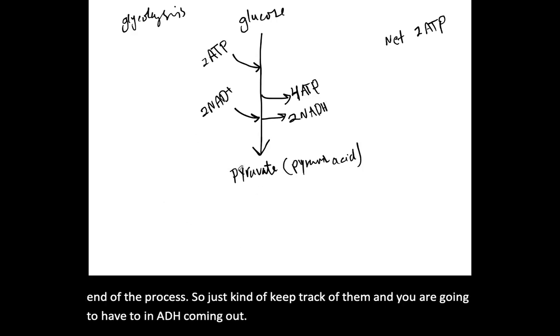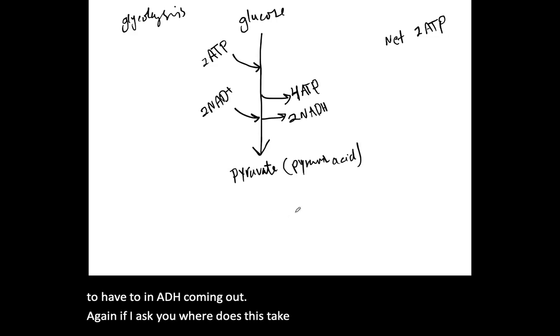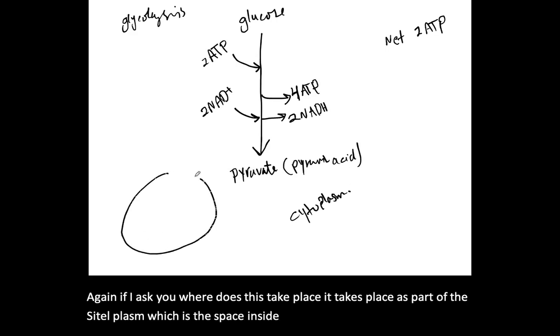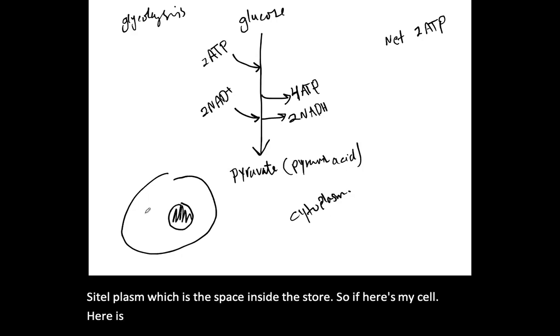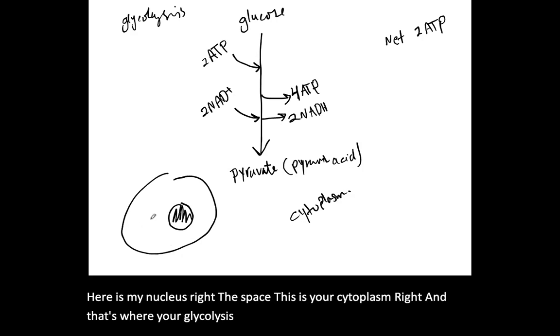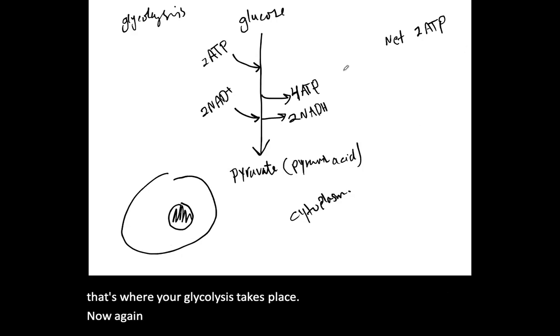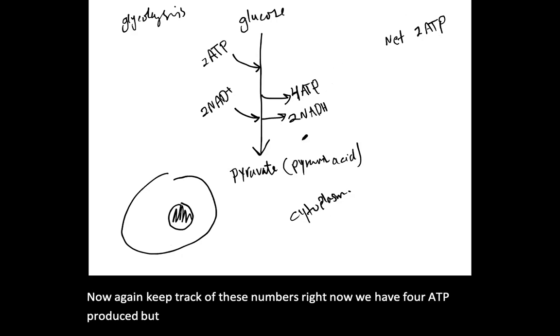Again, if I ask you where this takes place, it takes place as part of the cytoplasm, which is the space inside the cell. So if here's my cell, here is my nucleus, right? The space, this is your cytoplasm, right? And that's where your glycolysis takes place. Now, again, keep track of these numbers. Right now we have 4 ATP produced, but the net production is 2 ATP and then 2 NADH molecules.